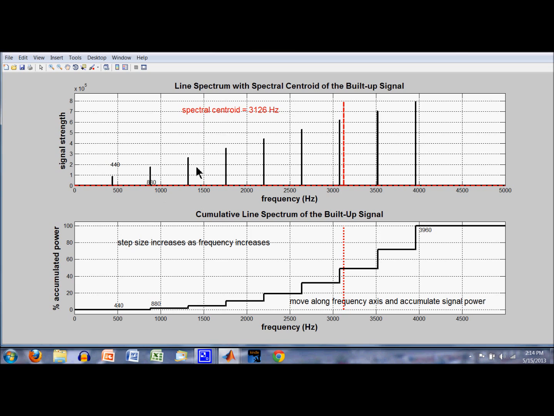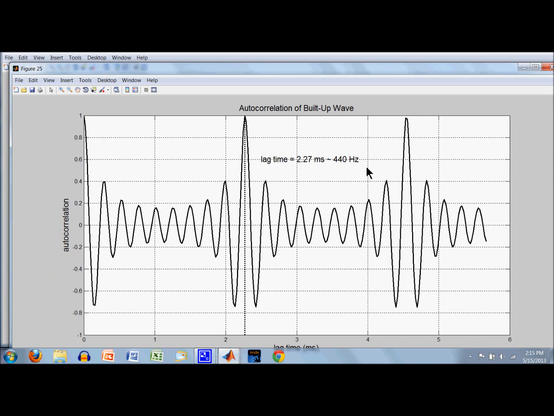Now here is the line spectrum and the cumulative line spectrum of this most recent signal, the one that has increasing power at higher frequencies. And you can see the powers go up with frequency, and the step sizes increase in the cumulative line spectrum. Here's the spectral centroid, which now is 3126 hertz, and it's over at this end of the spectrum because there's more power at the higher end. This is the autocorrelation of the signal that has more power at the higher frequencies. Shows again that the pitch is 440 hertz.